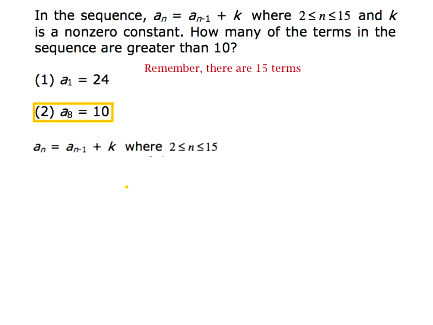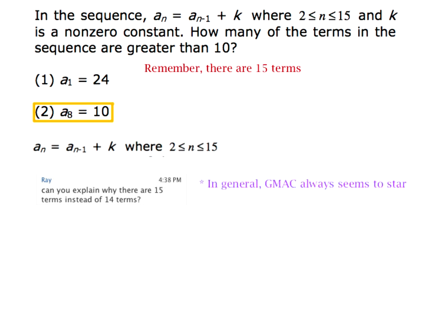The question is, how do we know there are 15 terms? Well, one general observation, by the way: I've never seen a sequence on the GMAT start with anything but the first term. So it's likely that every GMAT sequence that you ever see will start with term 1. Just make sure you know that in general before we talk about this one at all. In general, GMAT always seems to start sequences with A1 because they don't really want to trick people.